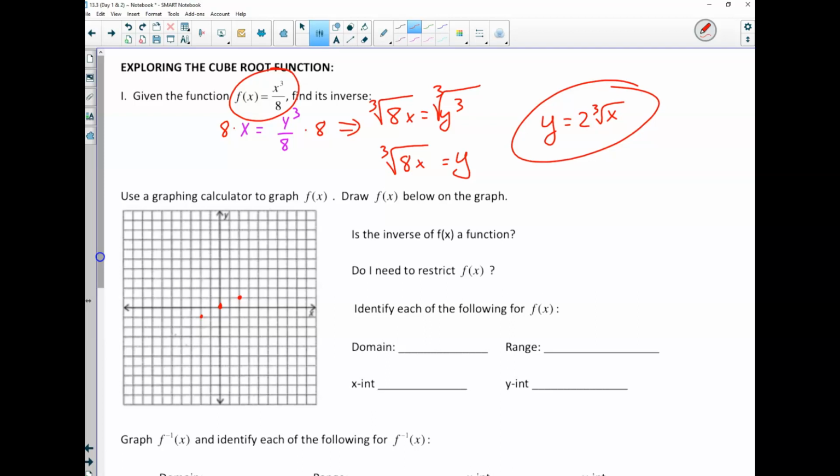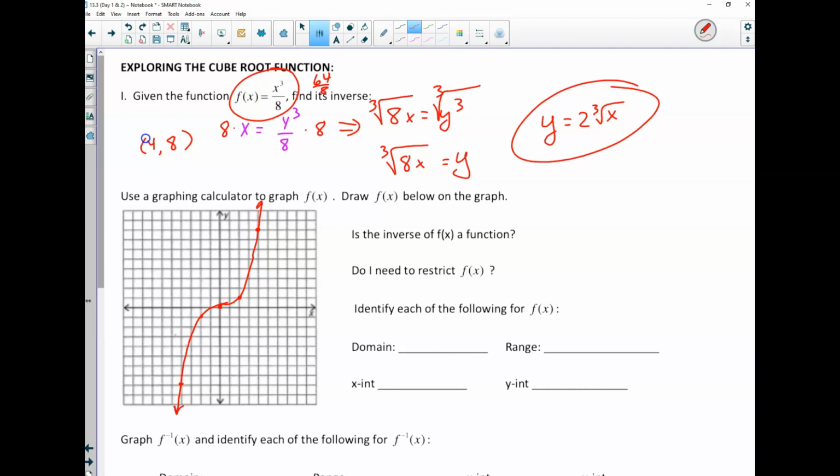Okay? Well, what happens when I put something bigger than that in there? Let's find a couple more points and see what we get here. Okay, so if we put in 4 for x, we get 64 over 8, which gives me the point 4, 8. So my original function f is going to look kind of like this.